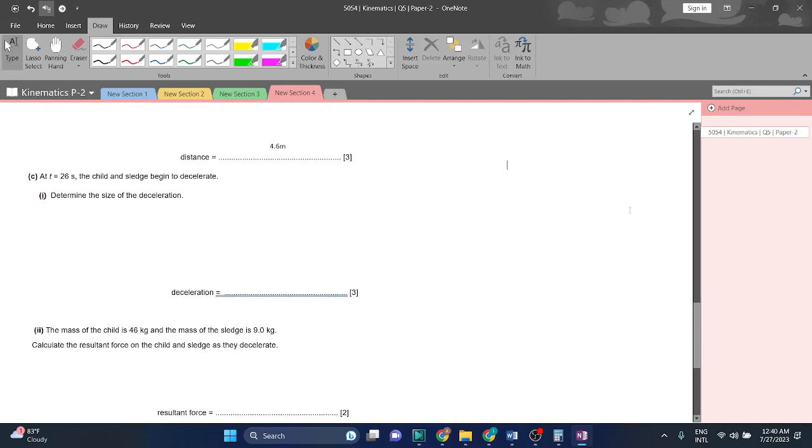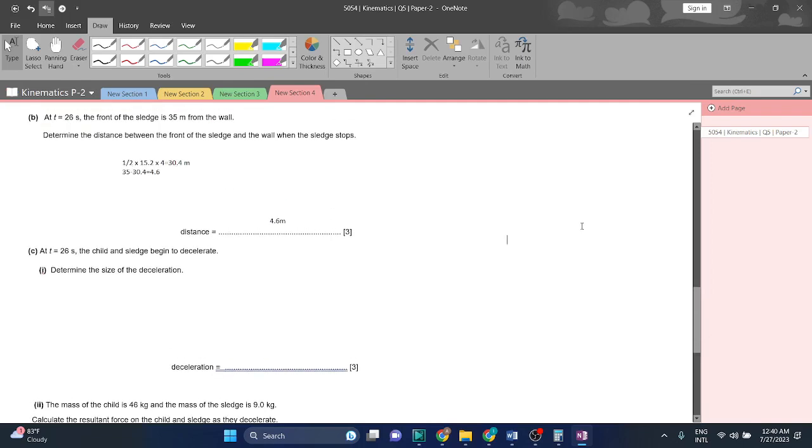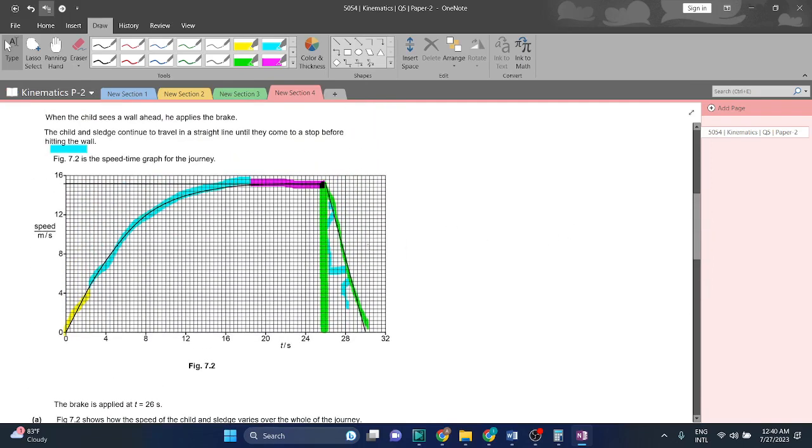At t equals 26 seconds, the child and sledge begin to decelerate. Determine the size of deceleration. If we're going to find the deceleration, we'll have to calculate the gradient. And to calculate the gradient, we need to apply the formula (y2 minus y1) divided by (x2 minus x1).